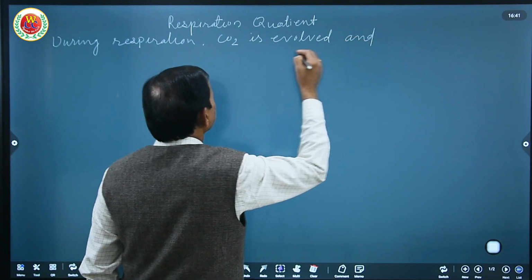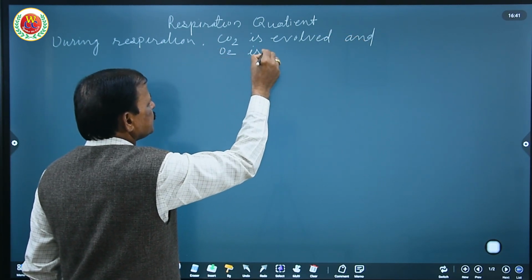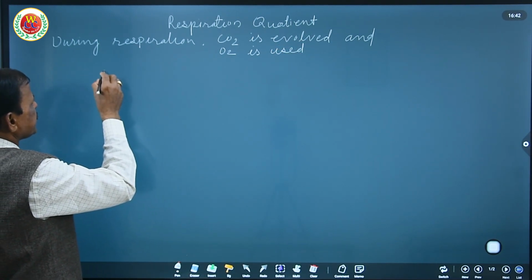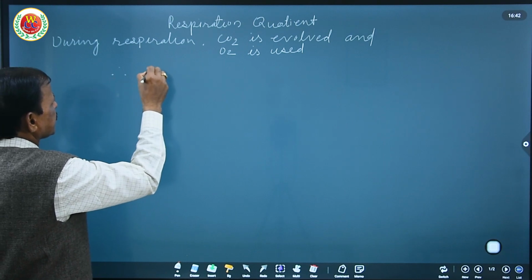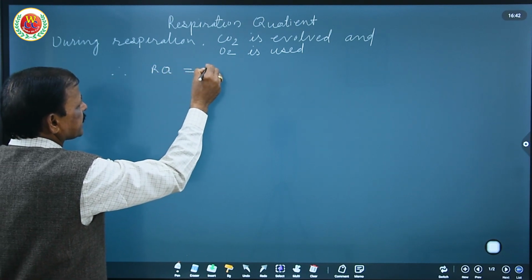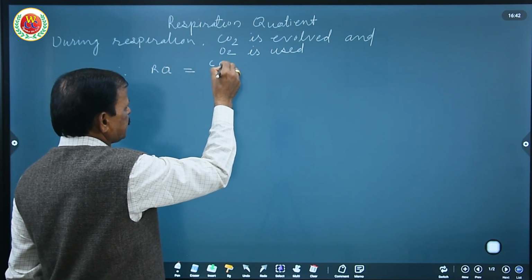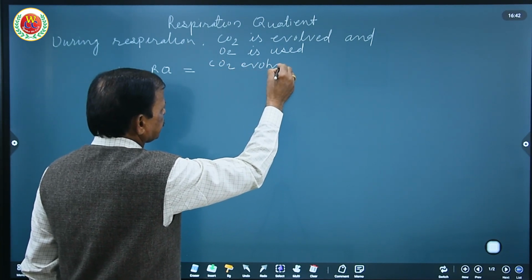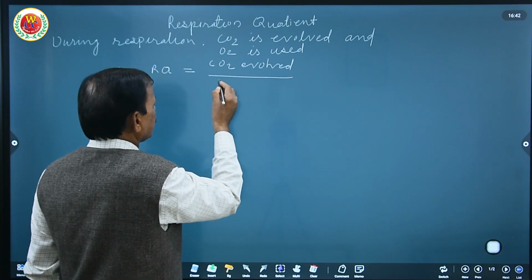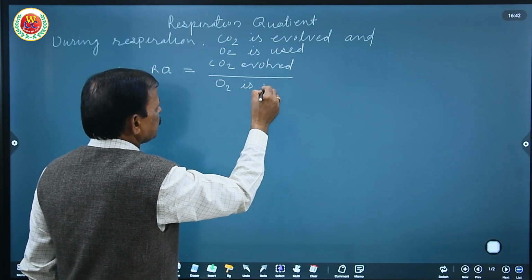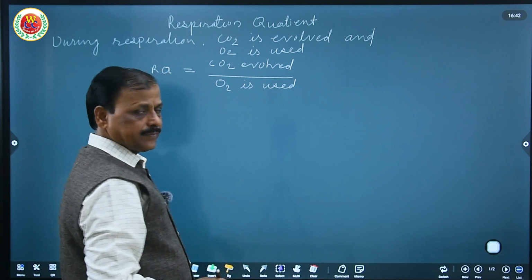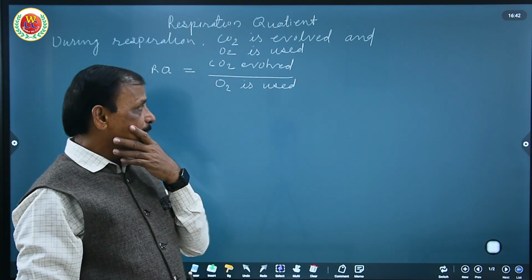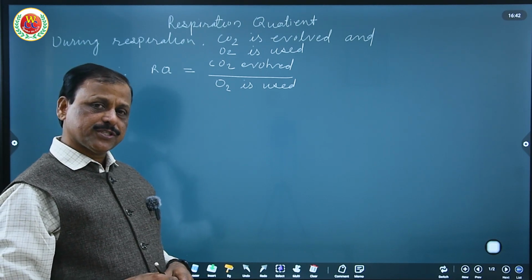and O2 is used. So what is the ratio? Respiratory quotient is nothing but the ratio of CO2 evolved and oxygen used. So this ratio we have to find out, and this ratio gives us the respiratory quotient.